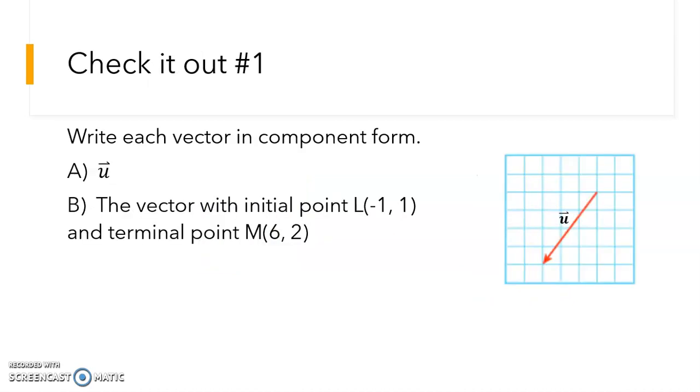In check it out number 1, they want you to write each vector in component form. In part A, they want you to find the component form of vector u, which is the graphed one over here. And in part B, they want you to find the component form of the vector with initial point L, which is -1, 1, and terminal point M, which is 6, 2. So go ahead and do that, and then press play to see what we have next.